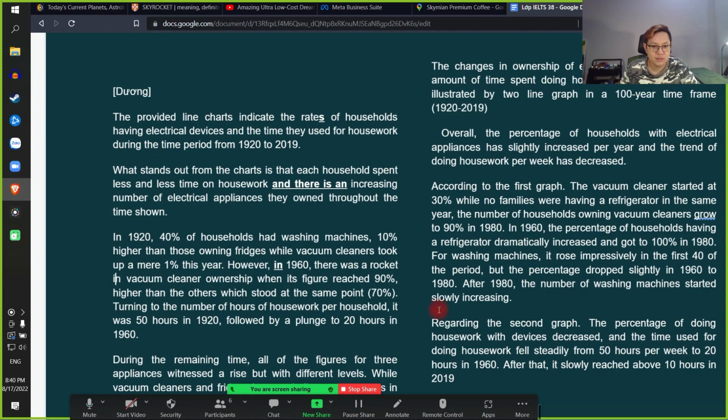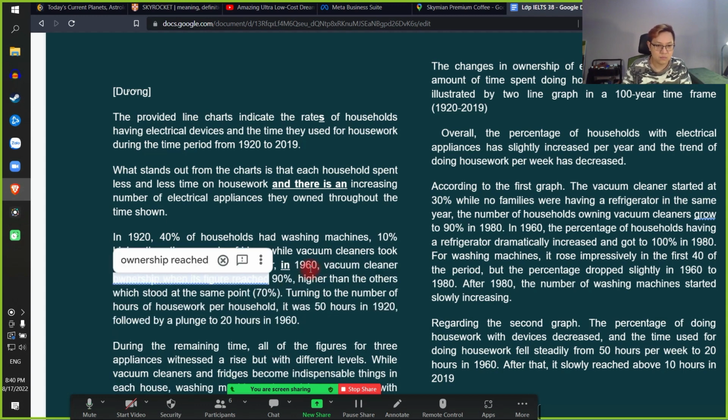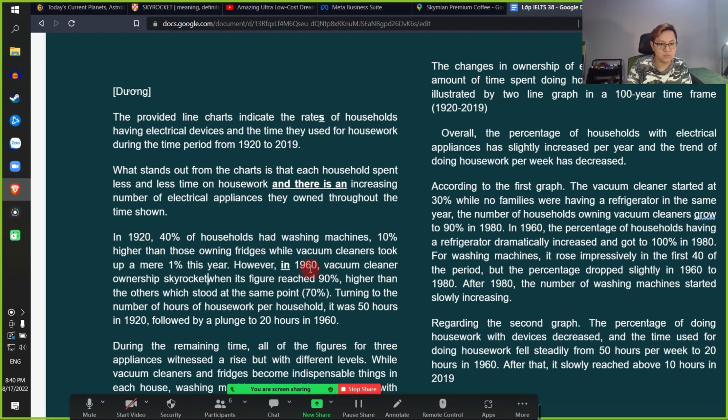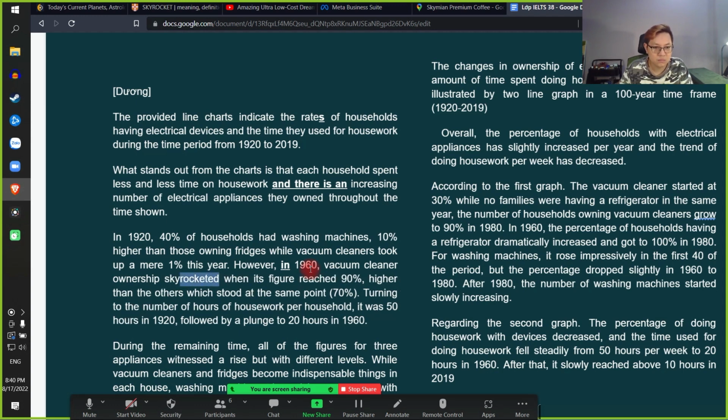Tăng cực kỳ nhanh. Okay, skyrocket. So here you can say vacuum cleaner ownership skyrocketed. You have to use a verb form, you know, skyrocketed, when its figure reaches 90%, higher than the others. What is the others? What are you trying to refer to? Cái này em đang muốn nhắc tới cái gì? The others này, những cái khác nào?